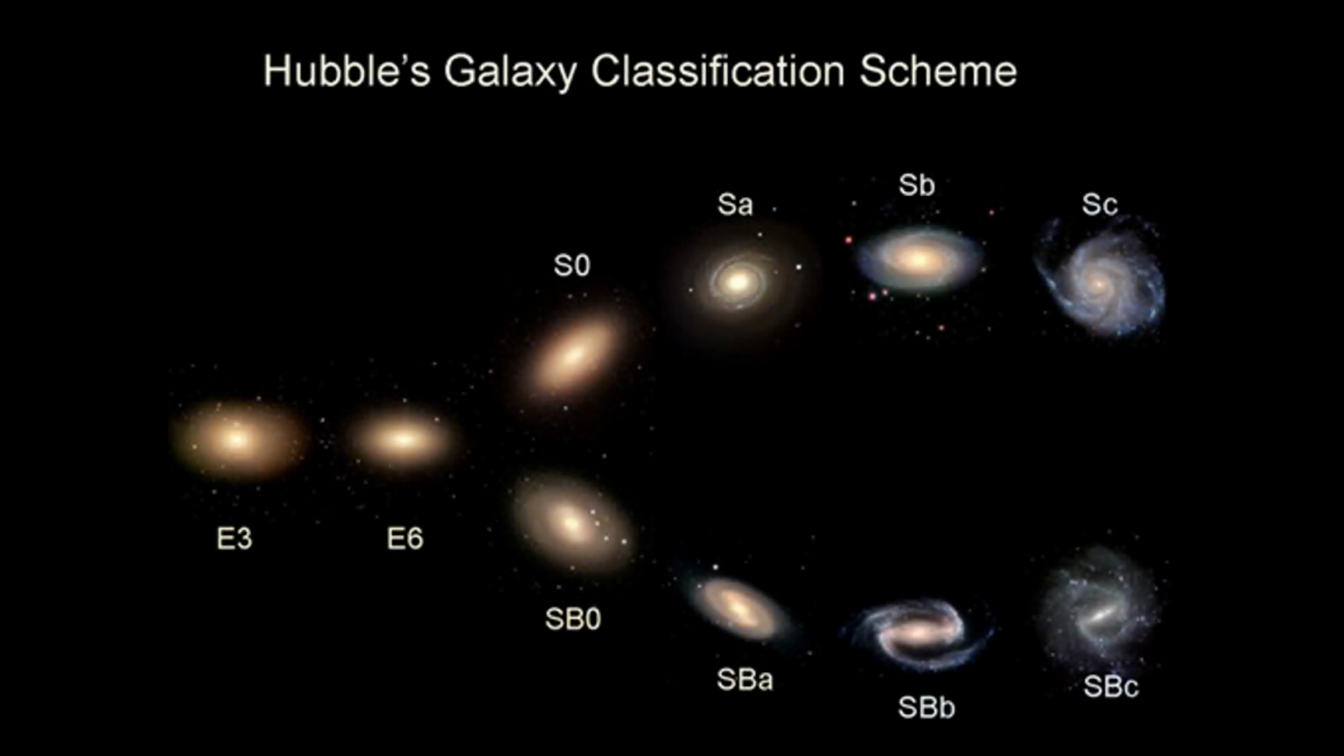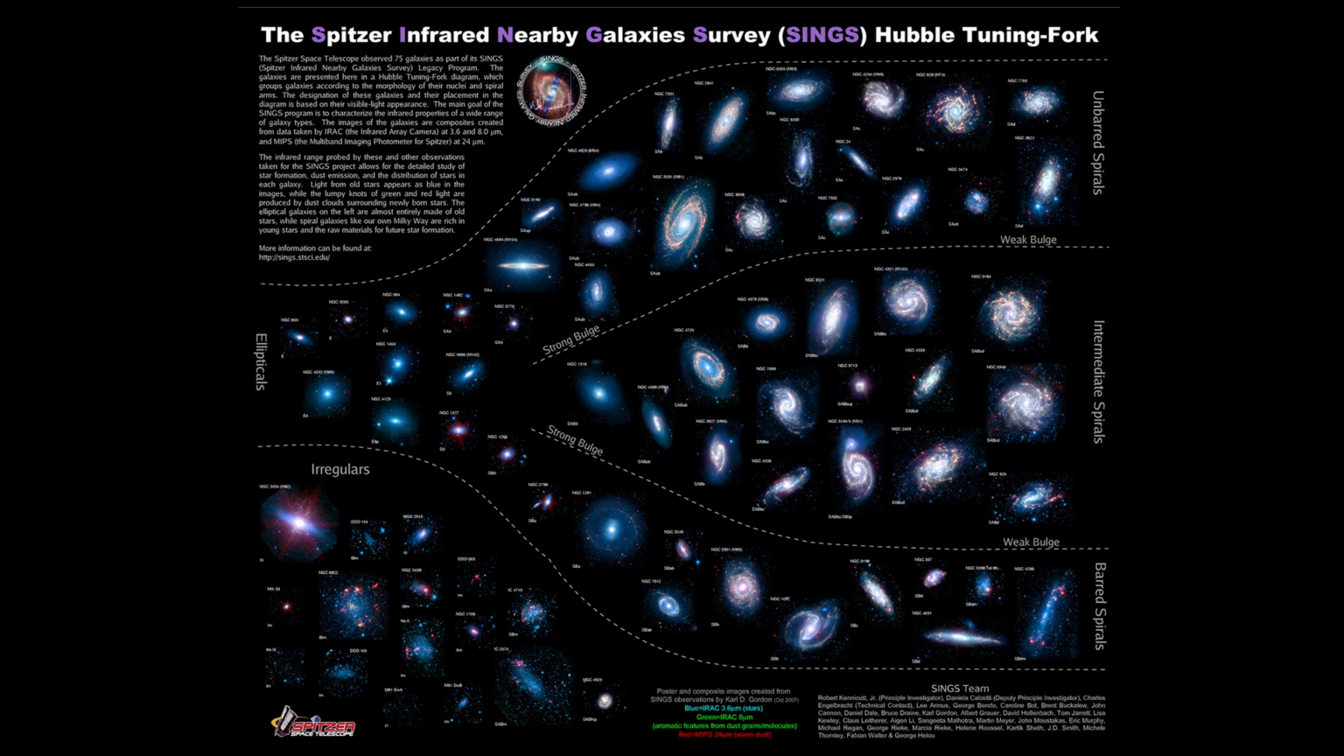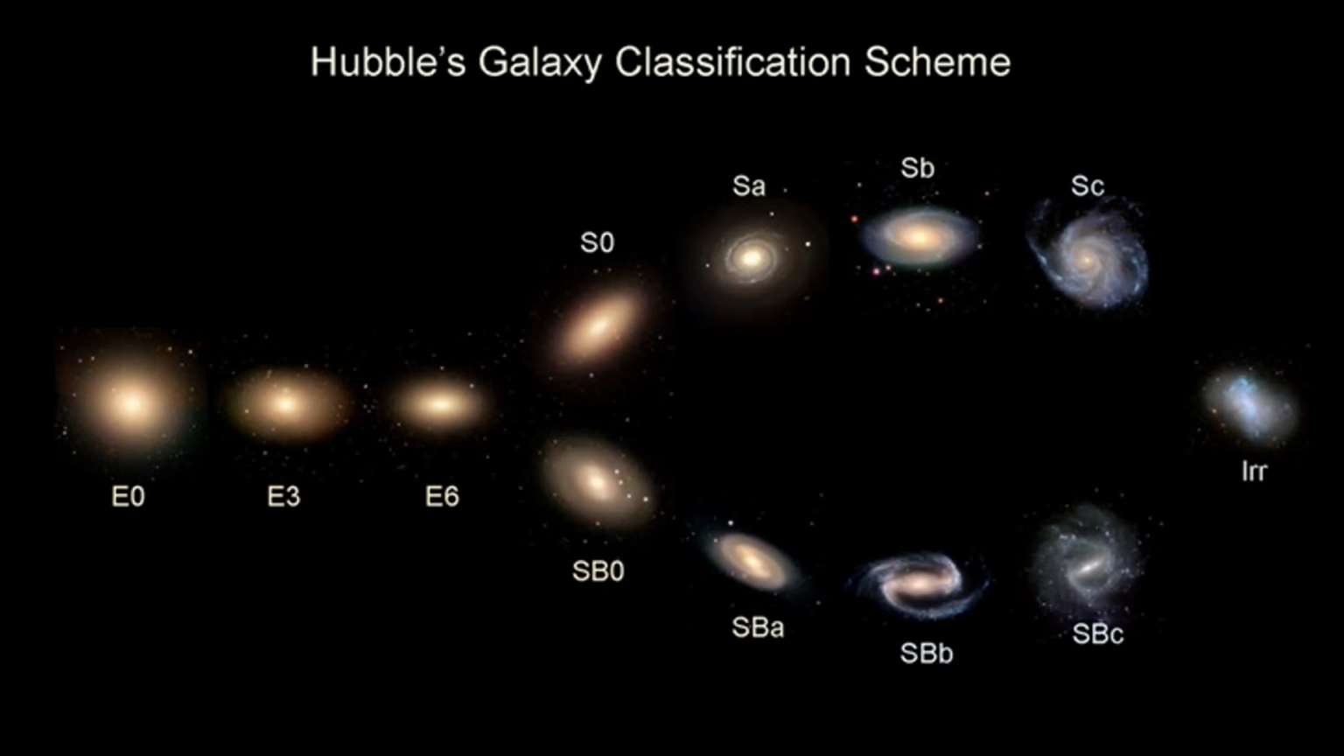So the Hubble tuning fork is a diagram created by astronomer Edwin Hubble in the 1920s to classify galaxies based on their observed shapes and structures. The diagram represents a way of organizing galaxies into different types, primarily focusing on their morphology, which is the shape, and their evolution. Now, there are some extremely detailed versions of this, but for our intended purposes, we will just stick to this classic version.